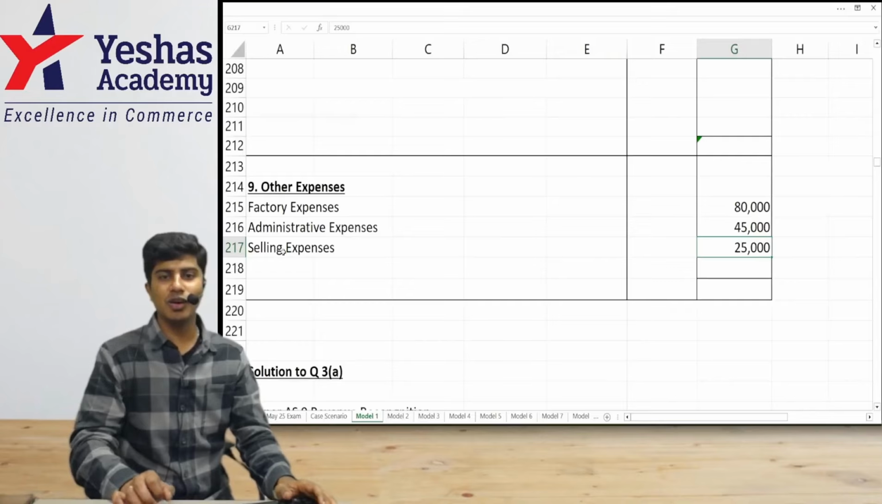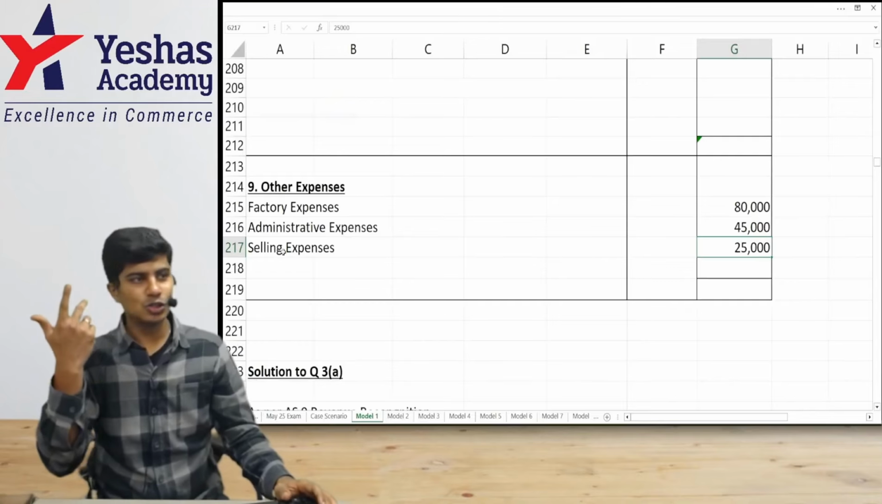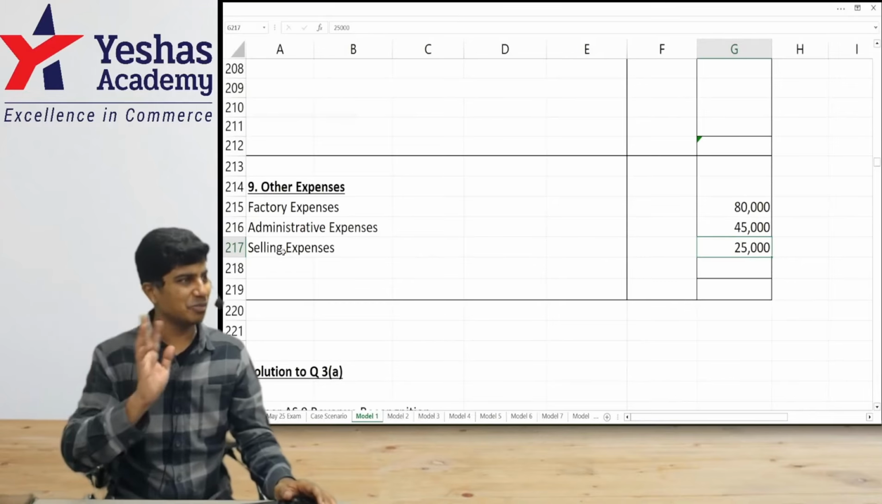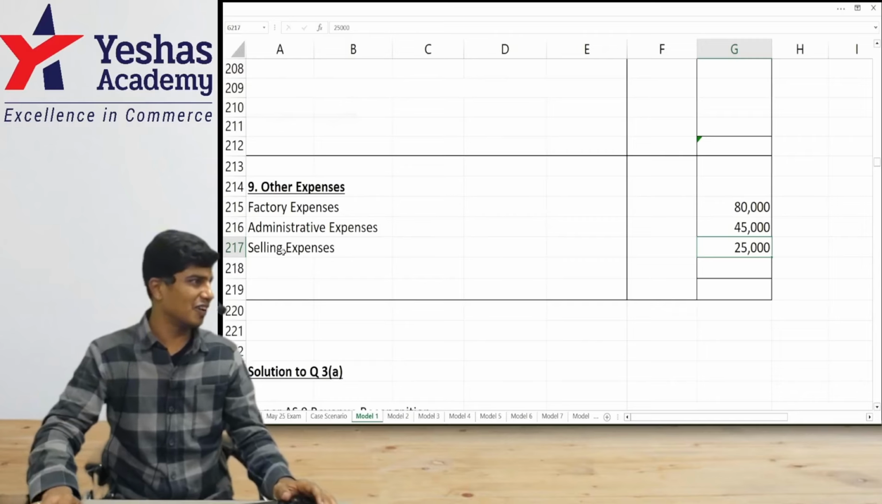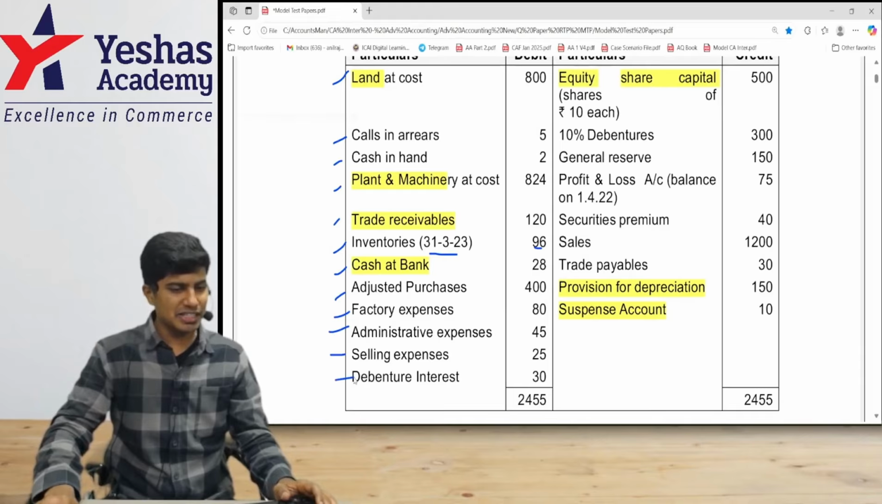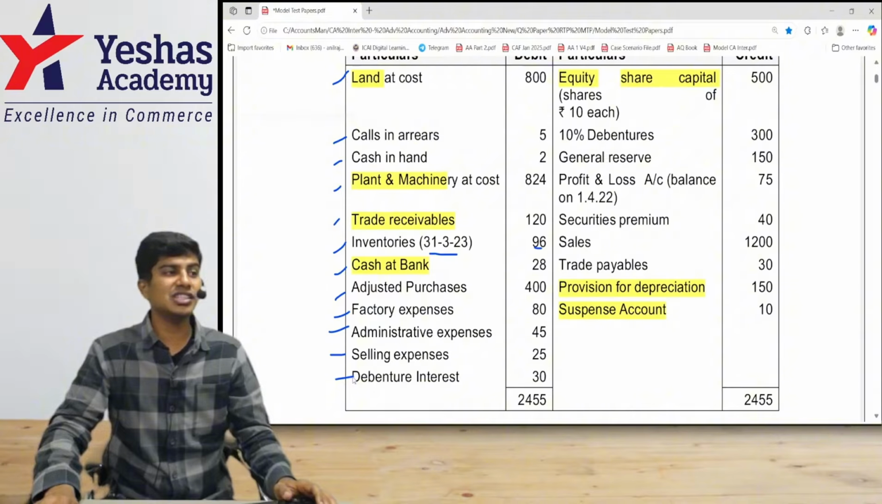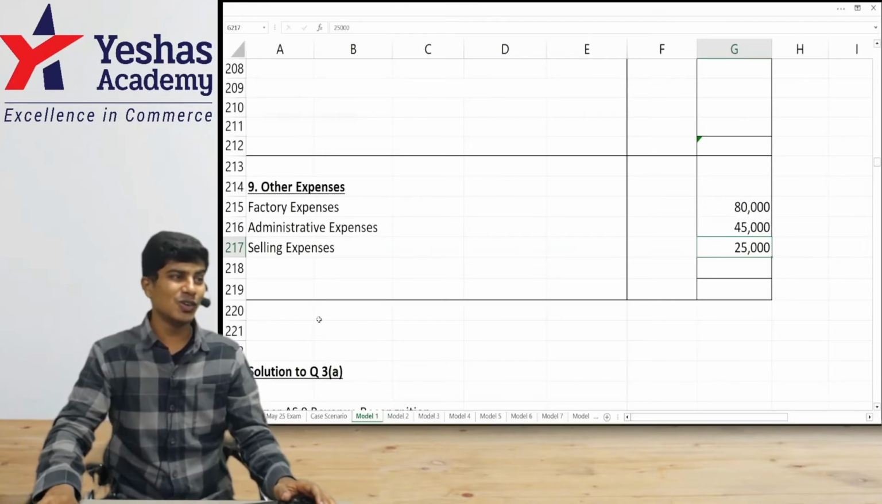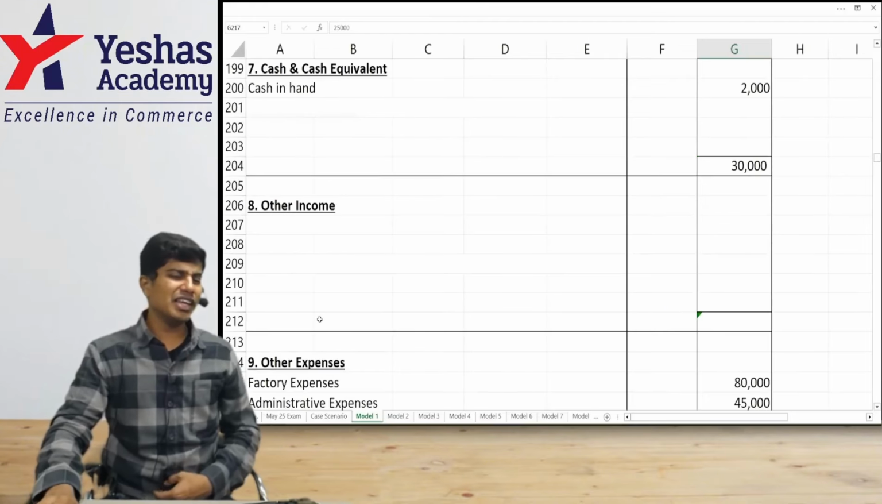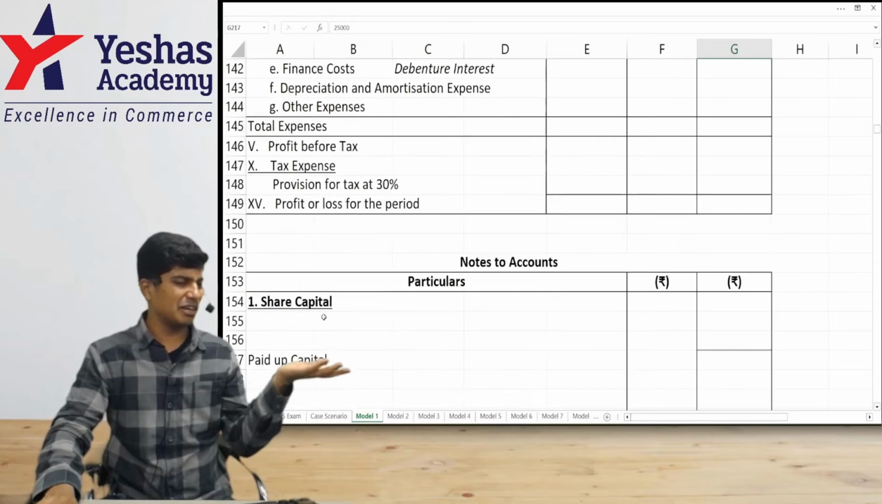Then what is 1 lakh? Don't write it right now. What if there is some other adjustment? So I told you not to close any notes to accounts. Keep the table open for totals. Then we have debenture interest of 30,000. Debenture interest is finance charges. By mistake, also don't write in other expenses. We don't have any other finance charges. I can write it straight away in my P&L.